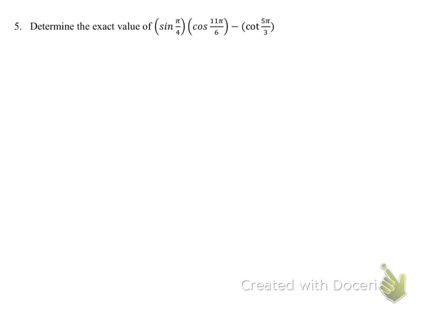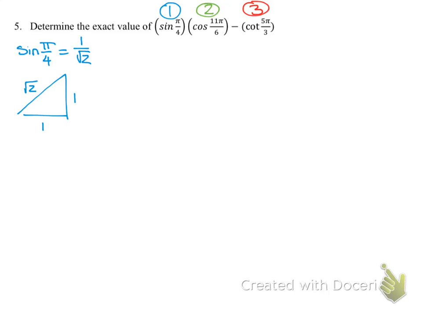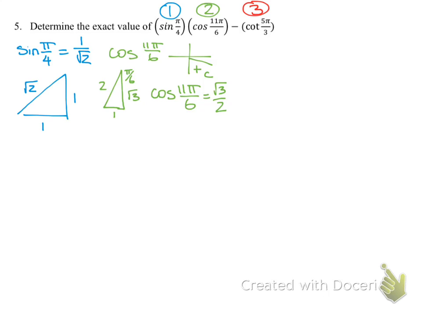Okay. Number 5, determine the exact value of sine pi by 4, cos 11 pi by 6 minus cot 5 pi by 3. Well, let's split them up into 3 parts. So the first part, sine pi by 4, I draw my triangle, and it's 1 over root 2. The second part, cos 11 pi by 6, is in quadrant 4, where the cos is positive. So I draw my triangle, pi by 6 is there, and I have that cos 11 pi by 6 is root 3 over 2.